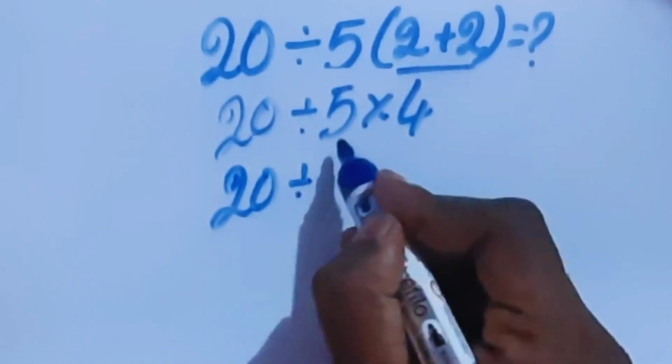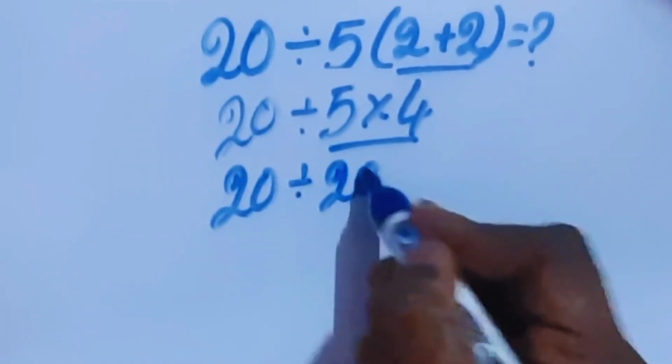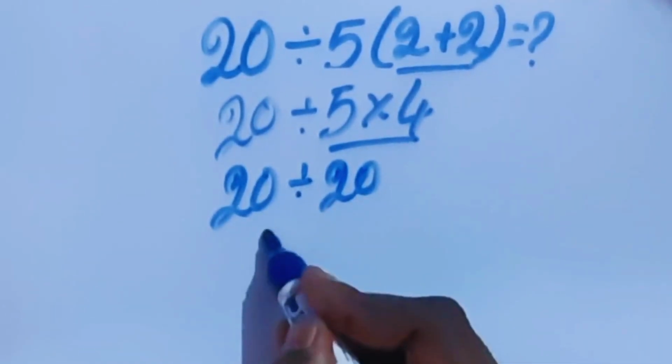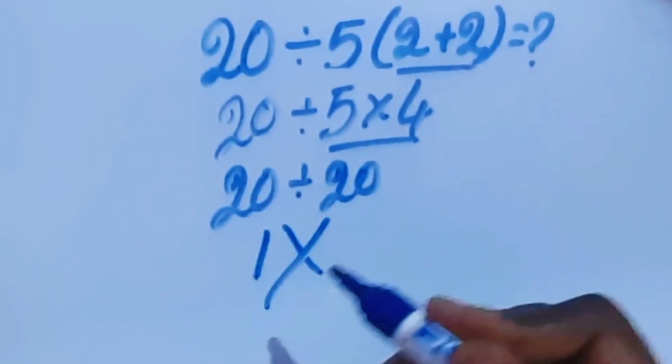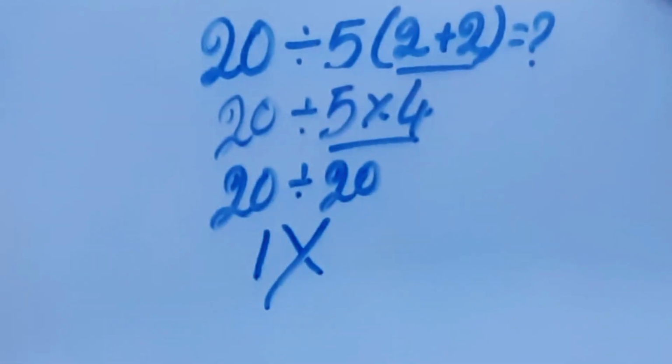Here, 20 divided by 5 times 4. This is 4. 20 divided by this is 20. 20 divided by 20 is 1. This is wrong as per the order of operations, PEMDAS.